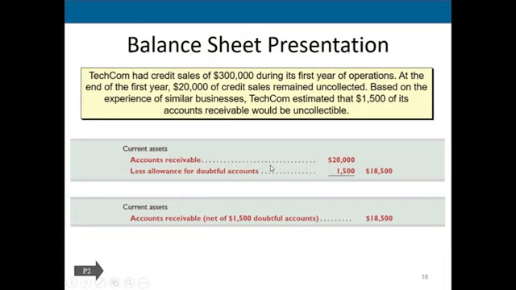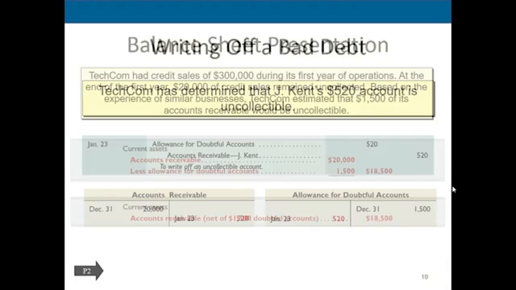Here's what it looks like on the balance sheet. Like I said, the allowance for doubtful accounts is going to be a contra account, and it's going to be presented on the balance sheet along with accounts receivable, either as a separate line item to give us a net accounts receivable value, or as a single line item and then disclosed in parentheses, showing that it's net of $1,500 doubtful accounts. In any case, this means that we believe that we're going to be able to collect $18,500 out of our $20,000 receivable.